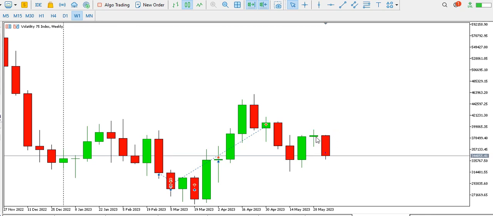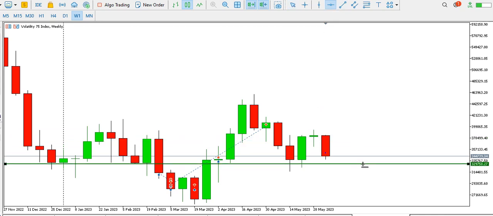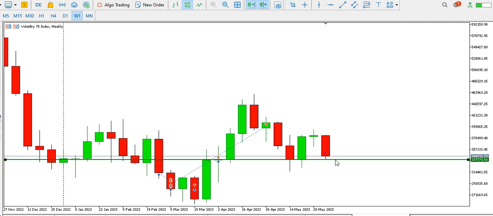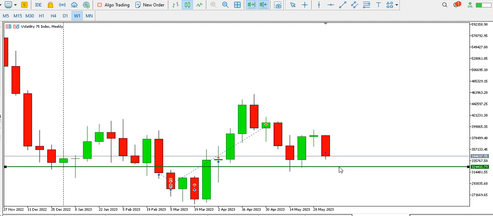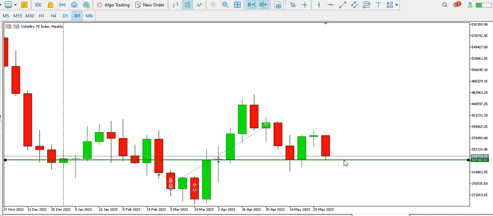On the weekly time frame, we can see the formation of an evening star candlestick pattern, and the way it is, price has been dropping due to the formation of this particular doji. I see price dropping to the 324416 level. The close of this particular weekly candle, the closing price, has been tested. That's the 37102 level has been tested.